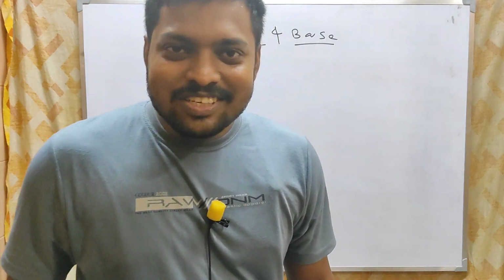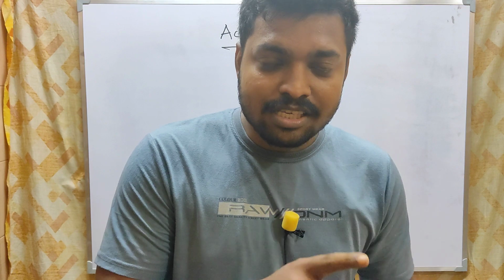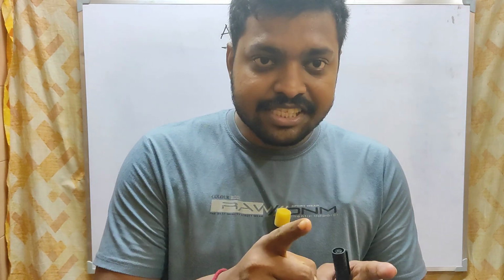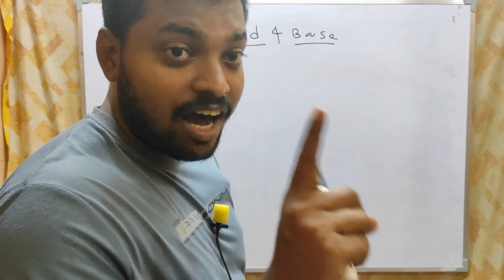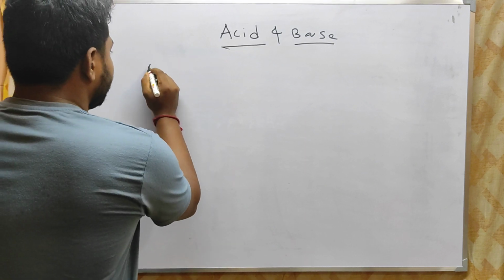When someone asks me, tell me what is acid and what is bases, I think about it, because acid and bases can be defined in four ways. So we will discuss each way, and four different ways we can say what is acid and what is bases. Okay, let's start one by one. So first is the Arrhenius concept. So what did Arrhenius say?